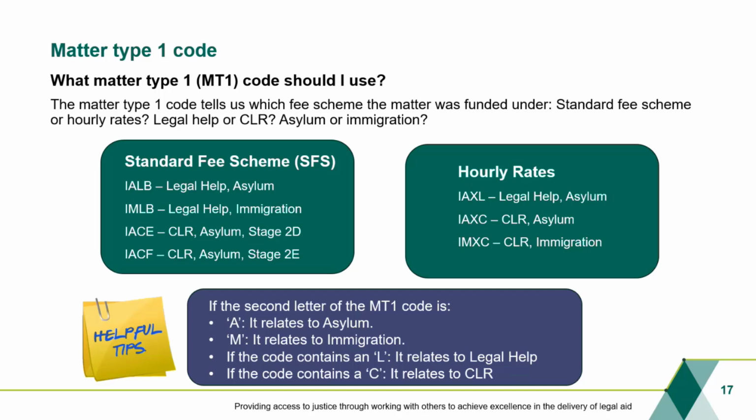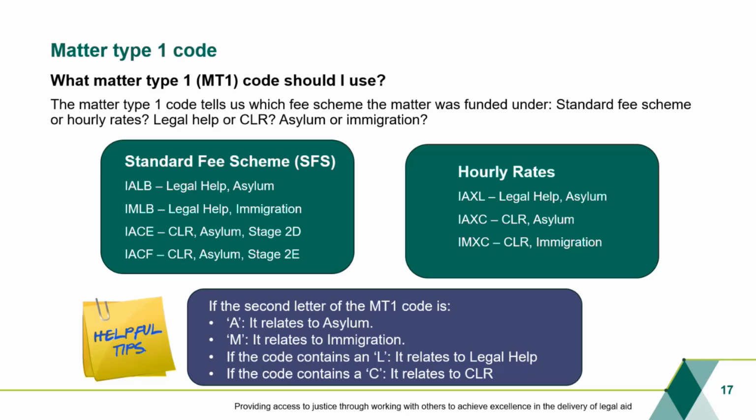When reporting your outcome claims, there are different code combinations that may be available to you depending on the type of case that you've undertaken and depending on which type of fee you're looking to claim. The most important of these is the matter type 1 code. This code tells us which fee scheme the matter was funded under, standard fee or hourly rates. It also tells us whether the claim relates to legal help or CLR, asylum or immigration. So it's really important that you understand which of the code combinations could apply in any situation. So you'll see there that there are 4 basic codes that you should be aware of in relation to the standard fee scheme. And then for hourly rates, in general, the claims you're going to be making there would fall under one of those 3 claims.